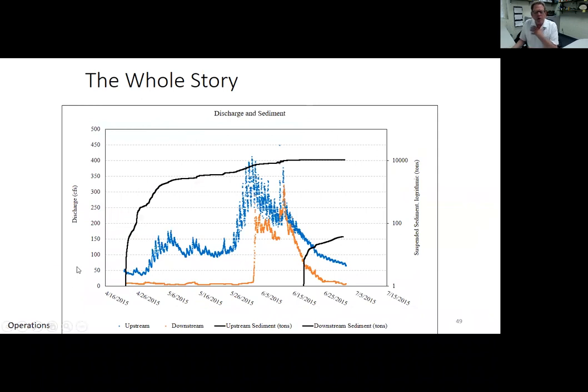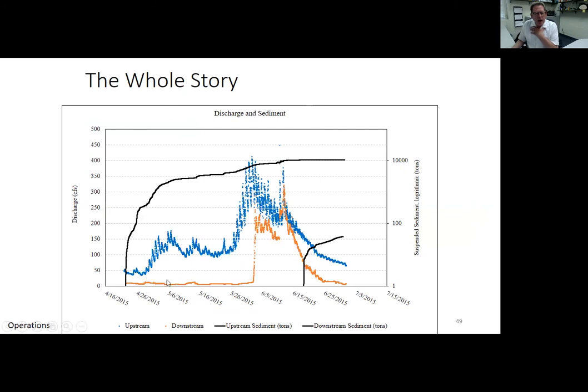Here's what the story looks like. On the x-axis, we begin April 16th in 2015 and go to July, about 3 months. On the y-axis is discharge. The blue is inflowing water, and the red is outflowing water. So the reservoir filled about here and began to spill. During that time, we were waiting for the permit. We got the permit on the 15th of June, and we were able to remove sediment.